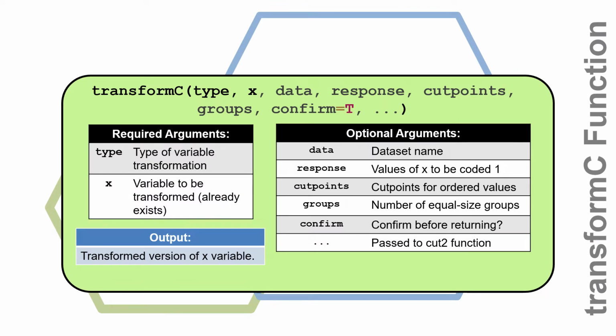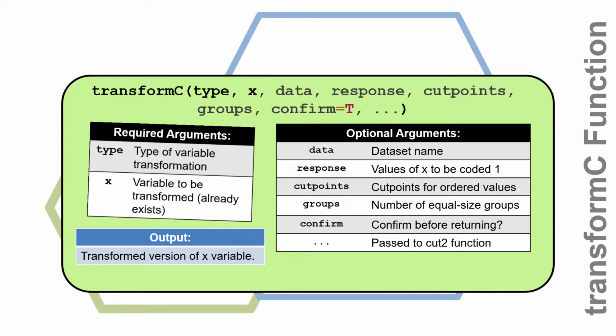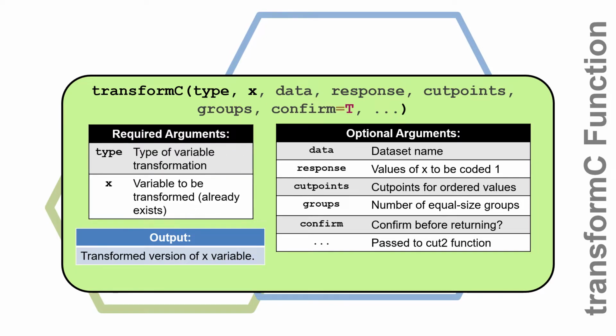It's easy to transform variables with the transformC function. There are two required arguments, type and x. The type argument specifies the type of variable transformation you want to execute. The function supports many different types of variable transformations.